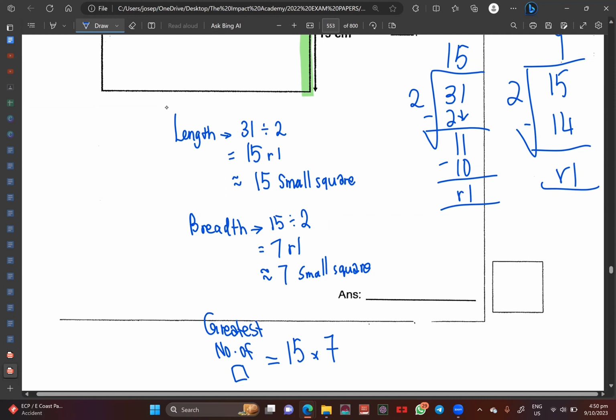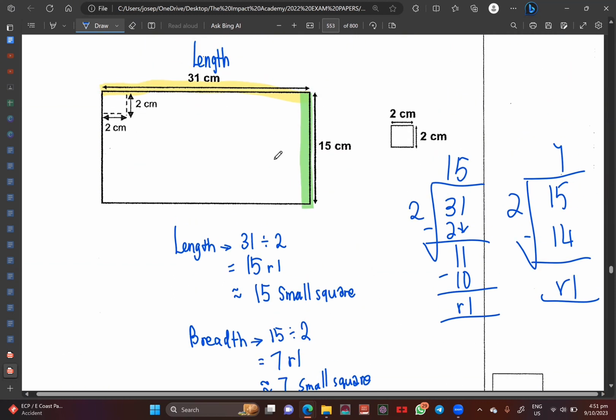If you were to look at this paper of mine, I count here. Hey, what about in between? What about the middle? Agree so far? So we just have to do 15 times 7. Isn't it everything already? Does that make sense to you? So that's the reason why when I do 15 times 7, I will get an answer of 105. And 105 is the greatest number of squares that I can cut from this rectangular paper.